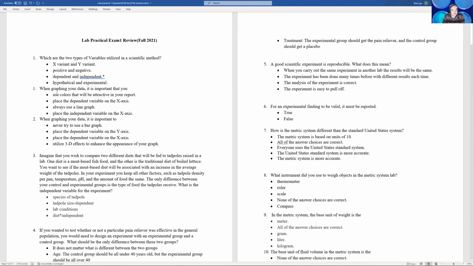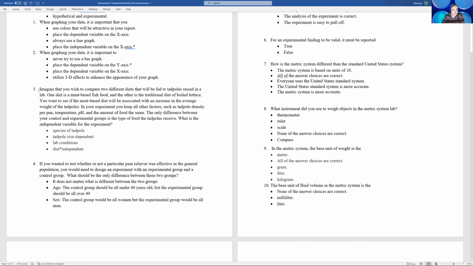Let's see. When graphing your data, it is important that you do one of these things. So in this case, this is one of these things you have to sort of just memorize how things are formatted, but you always want to place the independent variable on the x-axis. And then if you have the independent variable on the x-axis, you always want to place the dependent variable on the y-axis. So this is just one of those things, again, you have to memorize. But yeah, it's just very common formatting. So independent variable on the x-axis, the dependent on the y.